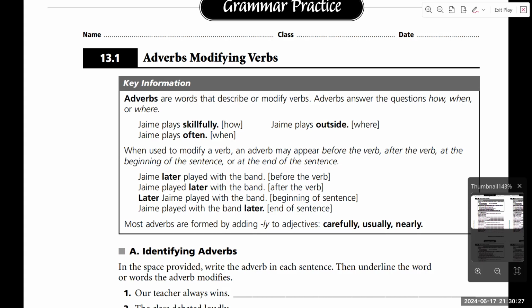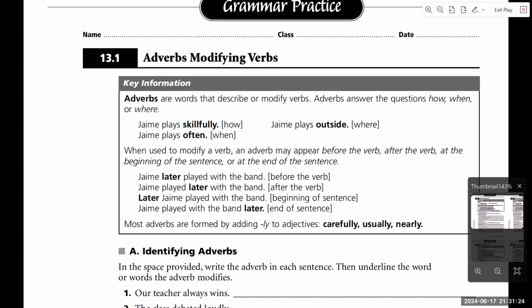What word is being modified or described in those three sentences? Skillfully, often, and outside are adverbs, so what are they modifying? A verb. What is the verb in that sentence? Plays. That's correct. All of those three sentences are describing and modifying the word plays because they have the same verb, plays.